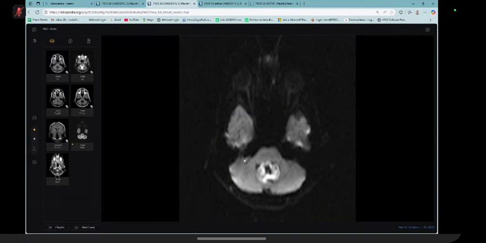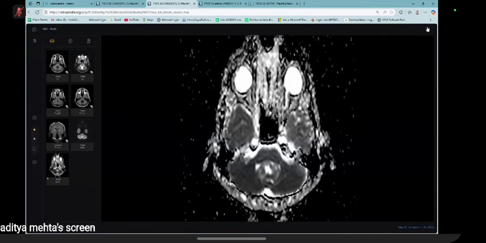I will compare it in the ADC to be sure that this is low intensity. I'll give you ADC as well. Okay, it's a low intensity signal. So this confirms that this lesion has restricted diffusion.